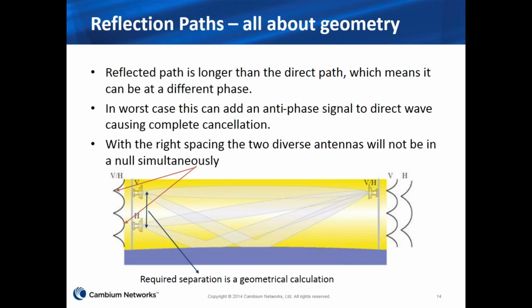When the two signals combine, they use both the magnitude and the phase of the signal. If the signals are both the same phase, then the signal will be enhanced. But if the signal is in antiphase, 180 degrees out of phase, then this can cause complete cancellation of the signal. Having two antennas in a diverse separation that have the right separation means that you can ensure that the paths to these two antennas will be in opposite phases from each other. Therefore, as the phase of the direct signal changes, at least one of the two antennas will always have a reflected path which is not in antiphase.